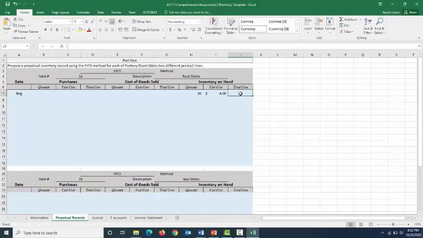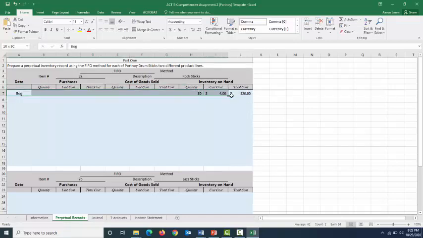Well, to figure out what our total cost is, we just multiply quantity by unit cost. And we can do that in Excel by hitting equals, clicking the cell with the quantity, multiply by clicking the cell with the unit cost. 80 times 4 is $320.